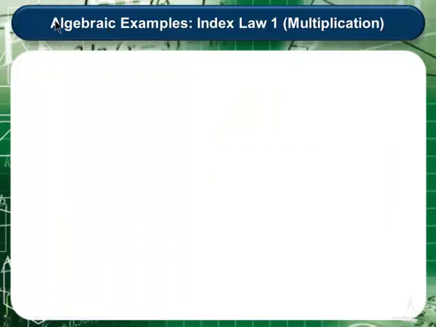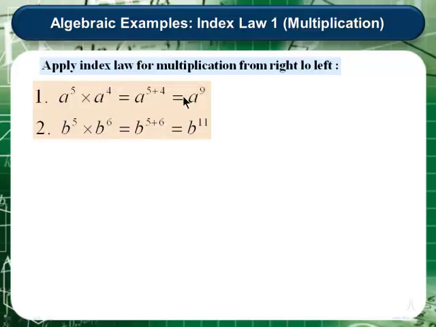Let us consider a few algebraic examples where we apply the index law for multiplication. Firstly, a to the power 5 multiplied by a to the power 4. Two conditions are met, namely we multiply and the bases are the same. So this will then give us a final answer of a to the power 5 plus 4, or a to the power 9. In a similar way, b to the power 5 multiplied by b to the power 6 will give us b to the power 5 plus 6, or 11.